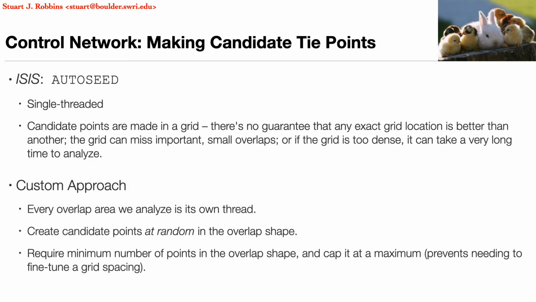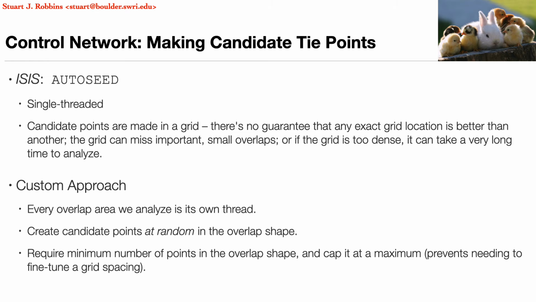The next step is that once we've found those overlap areas, we have to make candidate tie points in them. In ISIS, the method to do this is usually with AutoSeed, which is single-threaded, and what it does is it makes candidate points in a grid. Now, there's no guarantee of any exact grid location being better than another, and if you have a coarse grid, it can miss important, small overlaps, or images entirely, actually, if you have a large range of pixel scales, like for MDIS around Mercury or Cassini ISS. But if the grid is too dense to try to capture those images, then it can take a really long time to analyze because you have so many points.